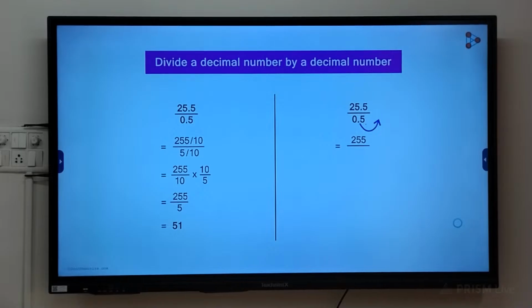write in the denominator, we get the number as 5. Hence, directly in a single step, we reach the final division, which gives us the answer 51.